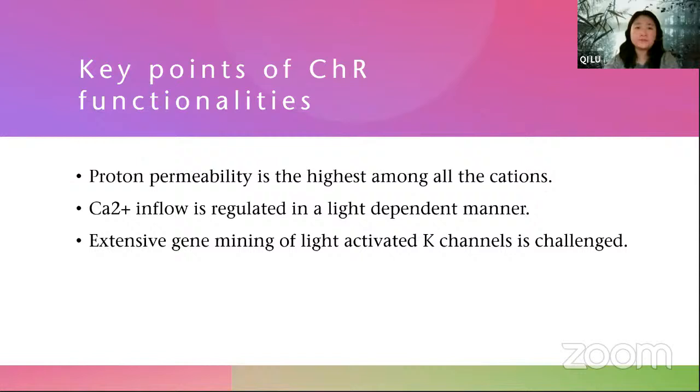The key point of channelrhodopsin function is that although most of them are cation channels, the proton permeability is the highest among all the cations. Some of them are calcium permeable, and some are sodium permeable, but proton still has the highest influx. So that will change the intracellular pH, right?